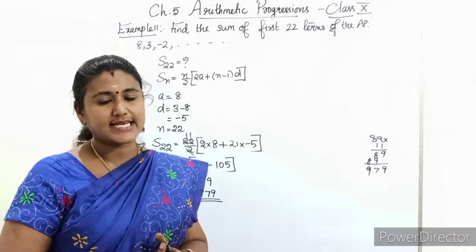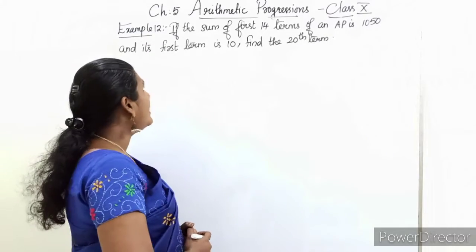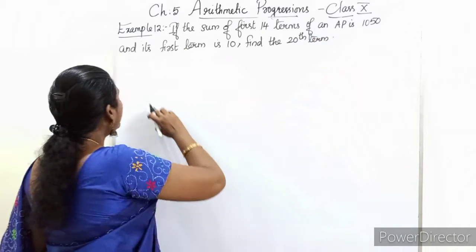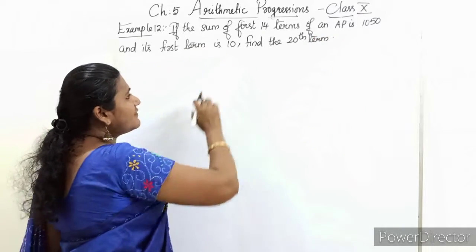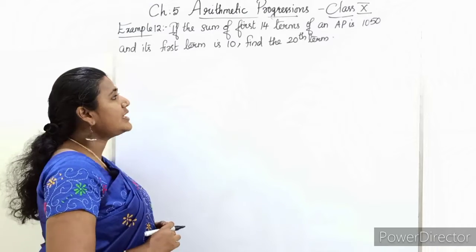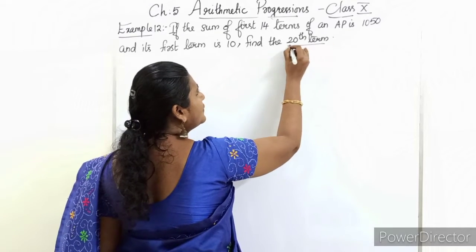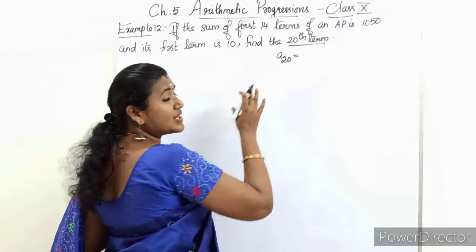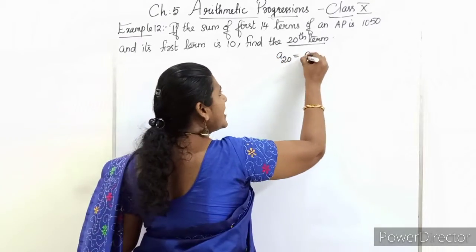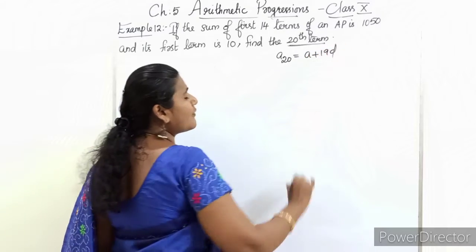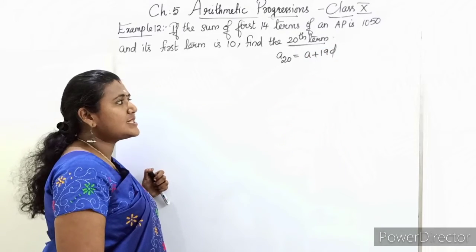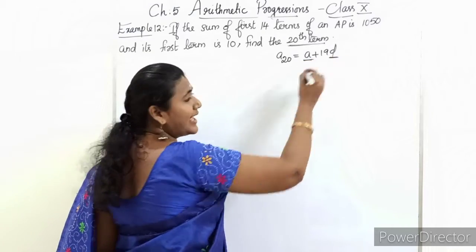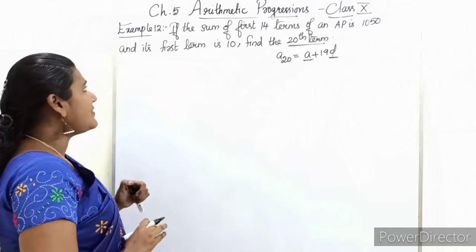Now we will see the next example. Example 12: if the sum of first 14 terms of an AP is 1050 and its first term is 10, find the 20th term. So here in this question we have to find the 20th term, that is a20. And what is the formula for a20? a plus 19d. So a20 is equal to a plus 19d. So you need the a and d values. Whether they are given in the question, we will see now.